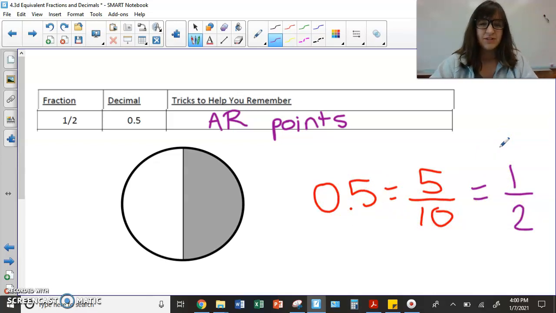This fraction to decimal equivalence is really important for you to just learn and memorize. You should just know that 1/2 is equal to 0.5 and 0.5 is equal to 1/2. And 0.5 is said as 5/10 because it's in the tenths place.